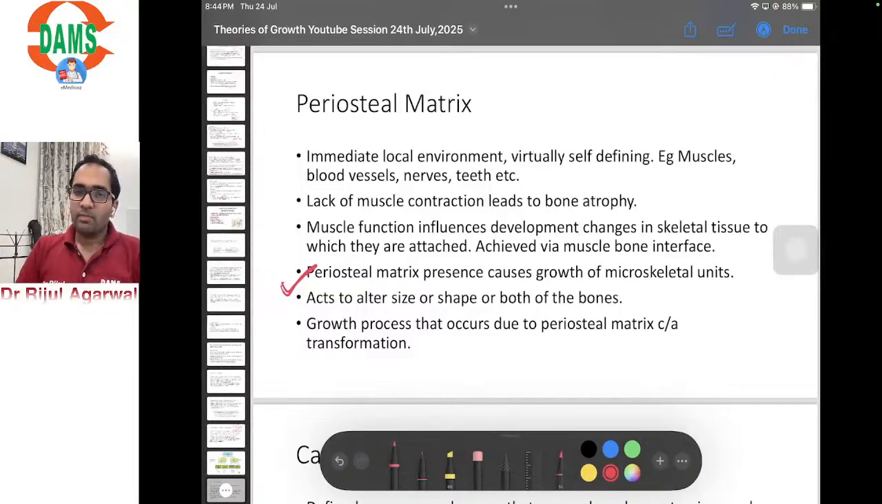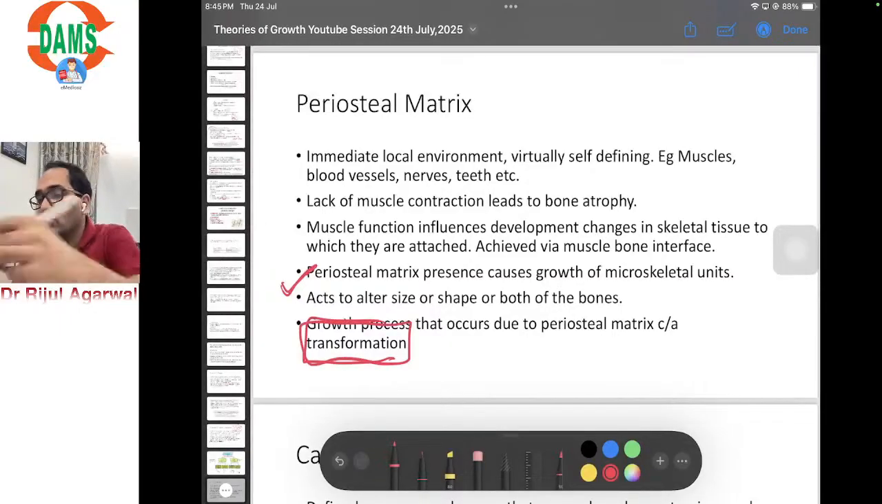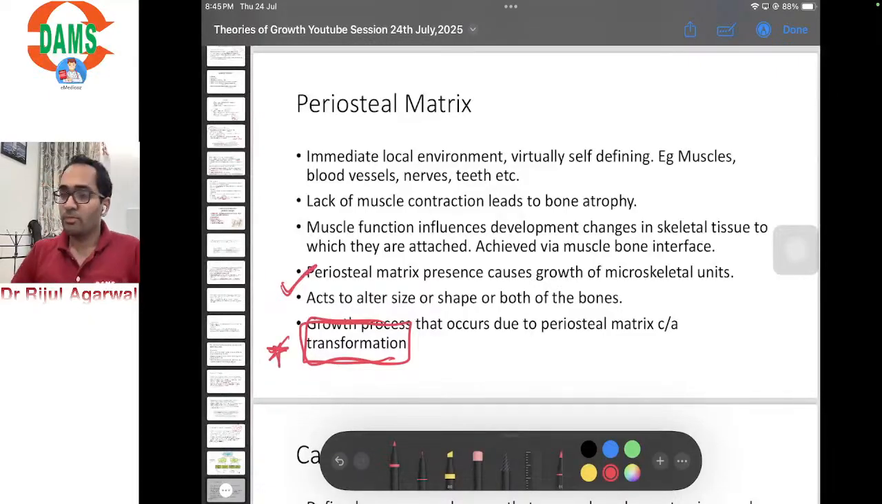Okay. Next, it acts by altering the size and shape, or both, of the bones. The growth which occurs due to the action of this periosteal matrix is known as transformation growth. Okay, transformation growth. Just remember this term, very important for your MCQ.